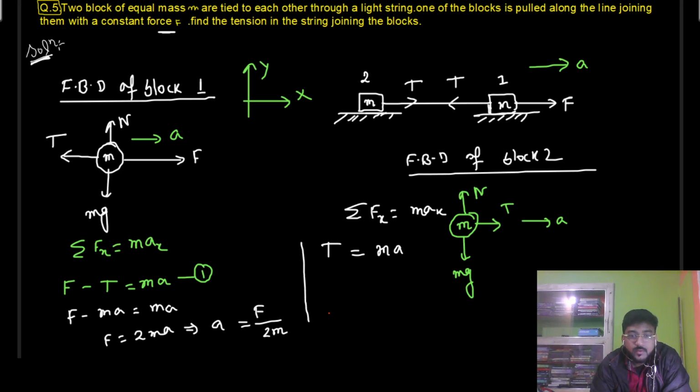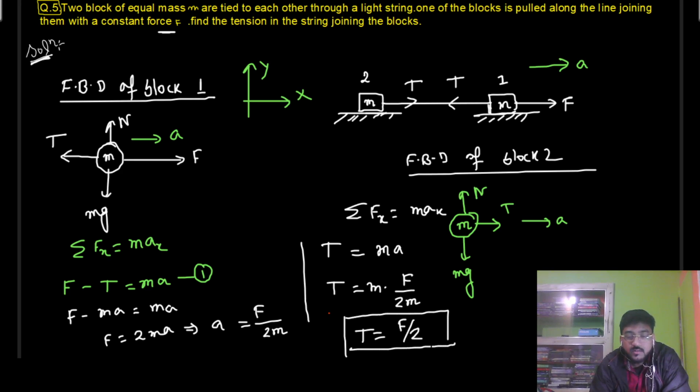Now if you put the value of a here, you will get T. T will be m into F divided by 2m. So m will be cancelled out and it will be just F by 2. So this is the tensional force. This is our required answer. You can solve this problem in an alternative way also.